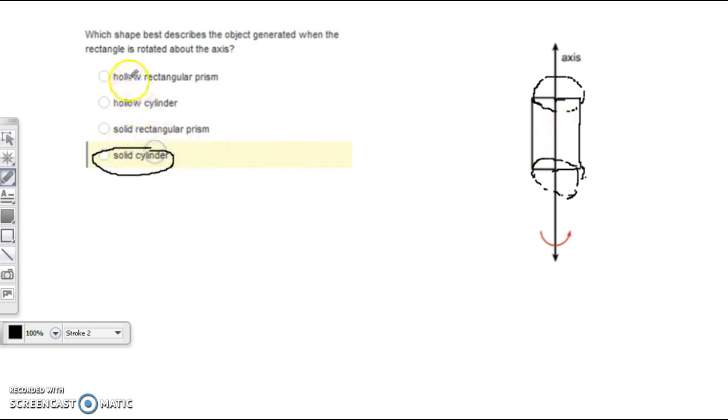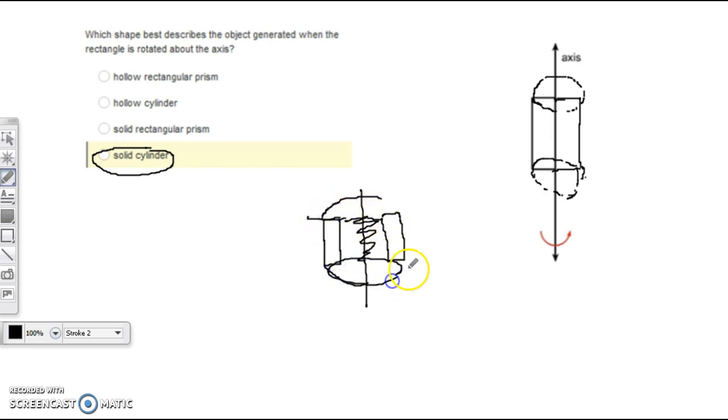The only way that it's going to make something hollow is if it's not touching the axis that you're spinning it around. If you were spinning something like this, it would make a hollow cylinder because there would be nothing in this middle spot. It would just be, wow, I cannot draw three-dimensional. But in order for it to be hollow, it can't touch the axis. So we can cross out all of the hollow ones. And then as far as a rectangular prism, as we spin this, it's going to be rotating in a circle, so that is not going to be rectangular. It's going to be a cylinder.